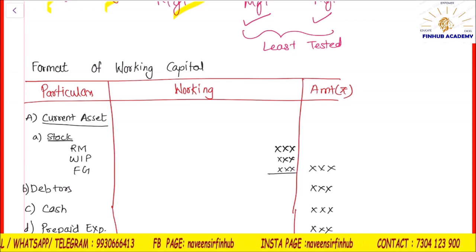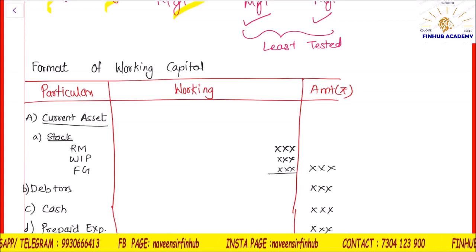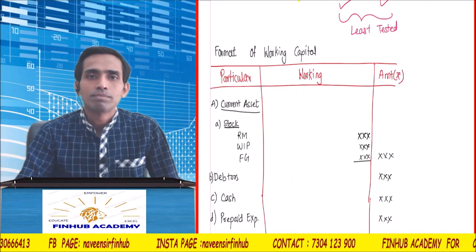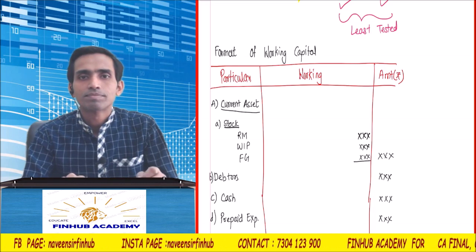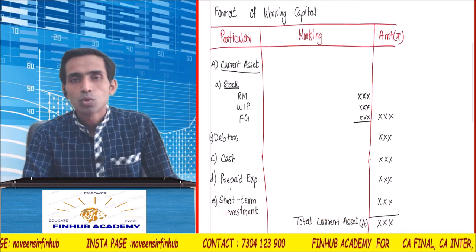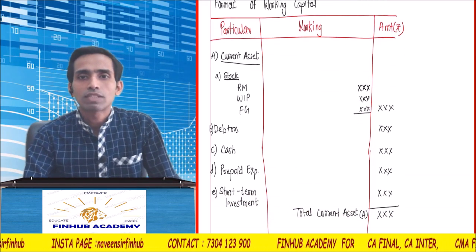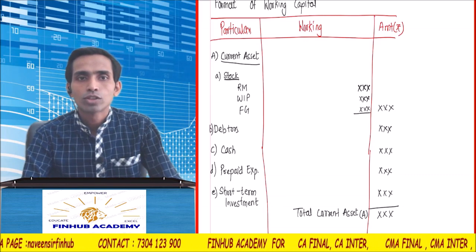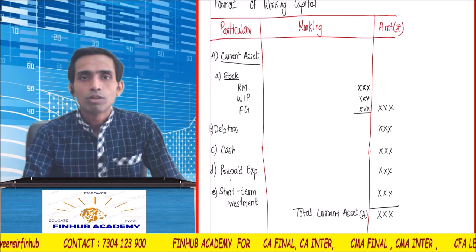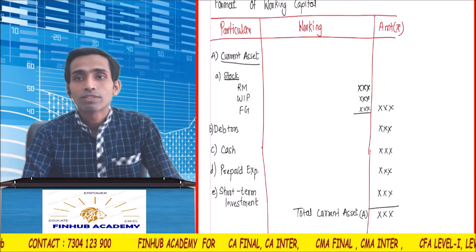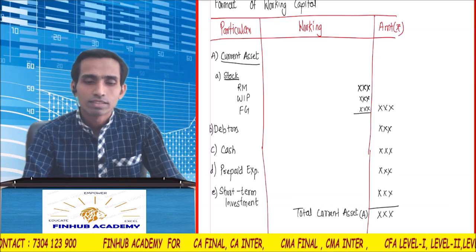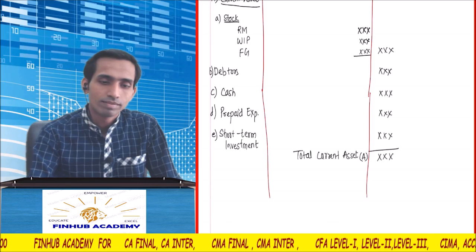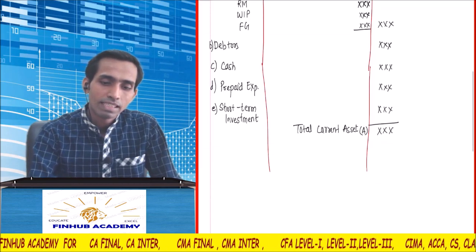Outstanding income. Outstanding income means what? Someone is asking about outstanding income. Accrued income, whether it will form part of current assets, yes or no? According to your knowledge, yes, it will form part. I can't write everything that comes in a current asset now. This is just illustrative. Yes. There are many current assets.